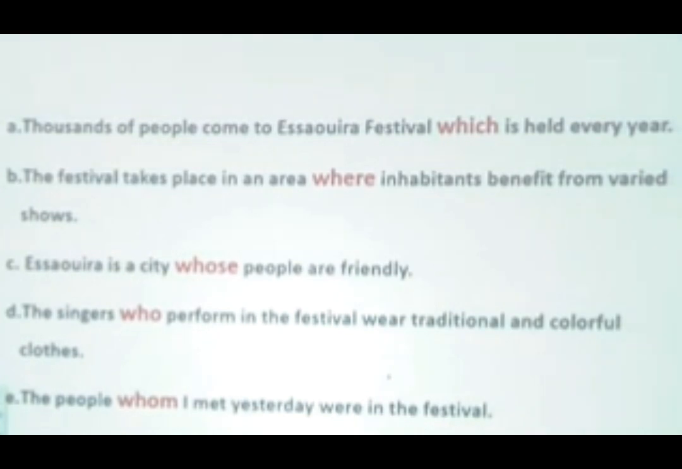The singers who perform in the festival wear traditional and colorful clothes. And last one, the people whom, here you can even write who, it's the same. The people whom I met yesterday were in the festival.